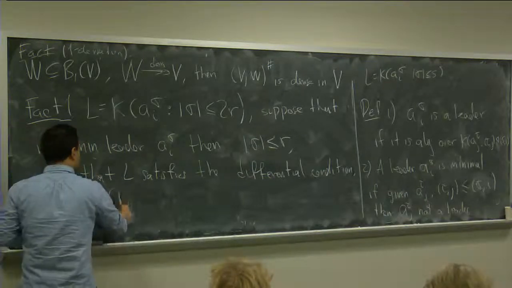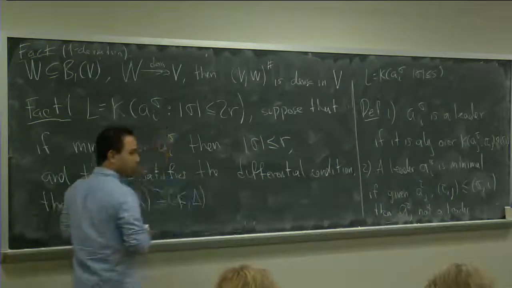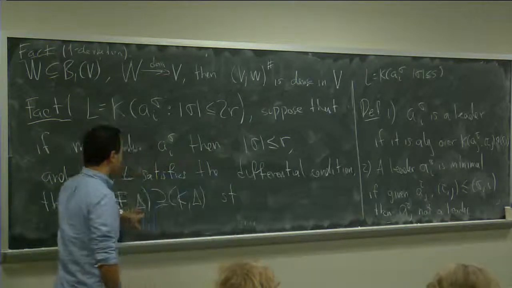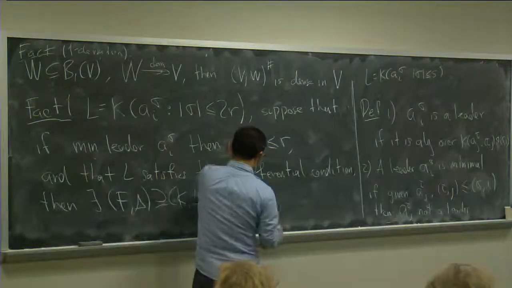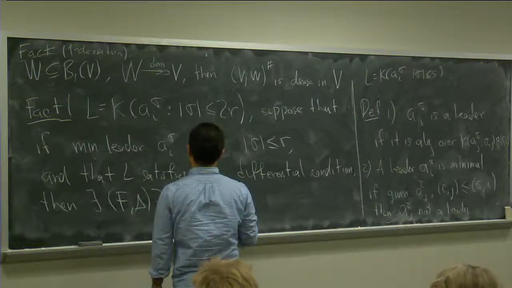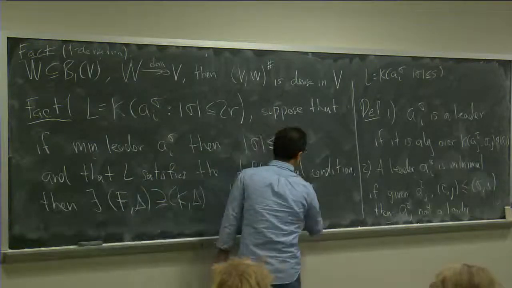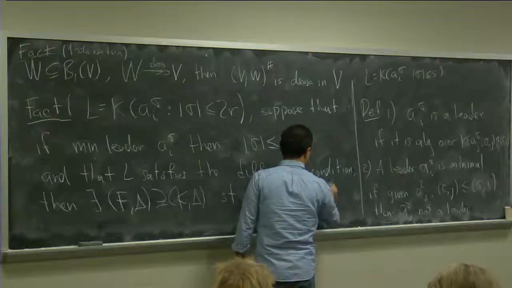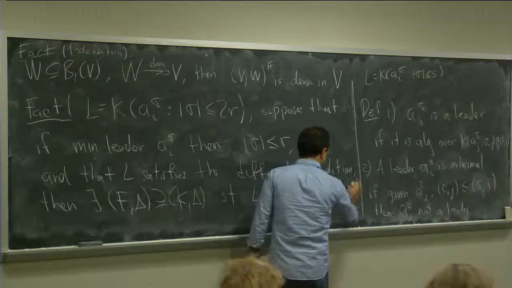Then there exists a field extension, a differential field extension of K, such that delta to the sigma of a_i equals... I guess I can write delta_K of K sigma is exactly what you would expect.